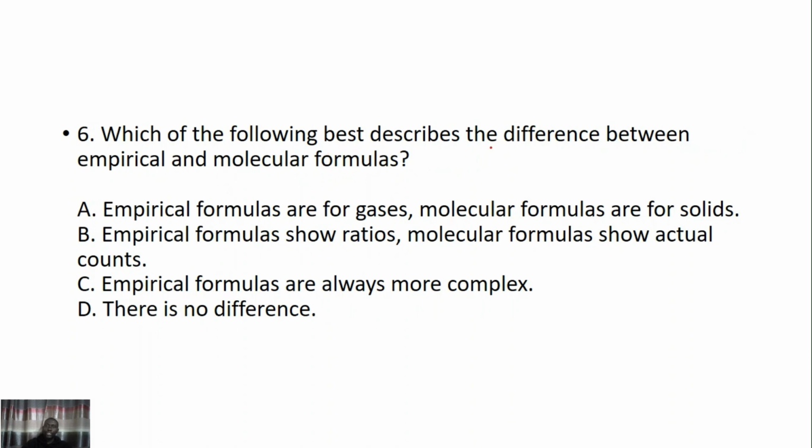Which of the following best describes the difference between empirical and molecular formulas? A. Empirical formulas are for gases. Molecular formulas are for solids. That is not correct. It applies to all chemical formulas. B. Empirical formulas show ratios. Molecular formulas show actual count. I believe this is correct. C. Empirical formulas are always more complex. That is not correct. D. There is no difference. That is not correct. I think the correct answer is B.